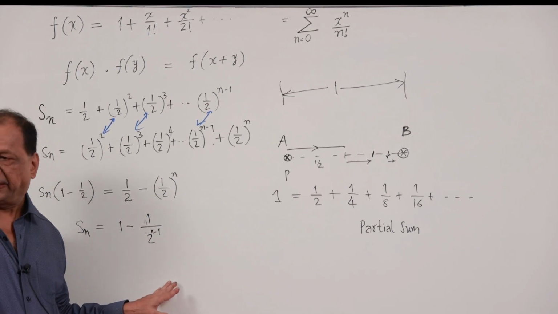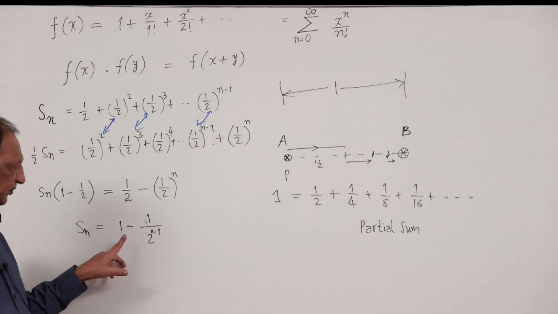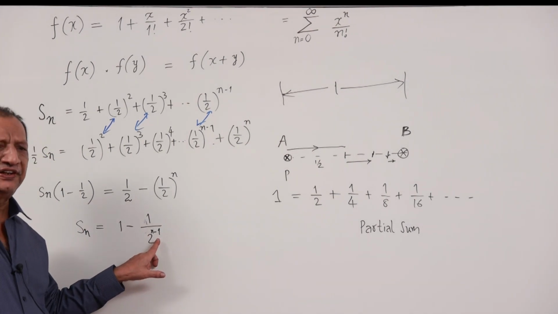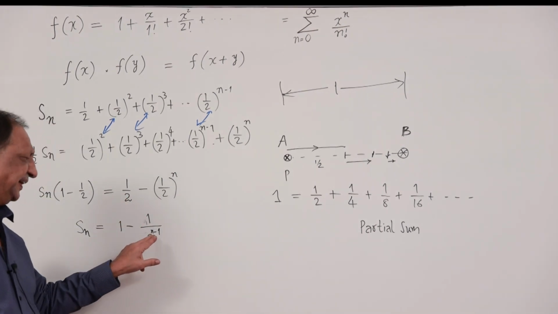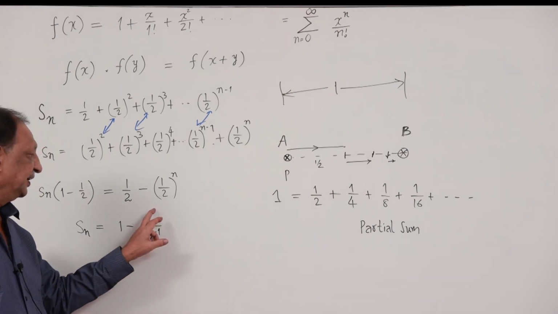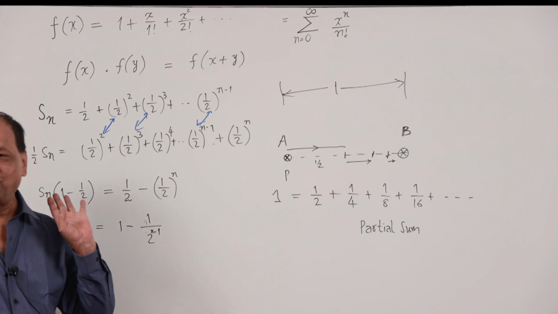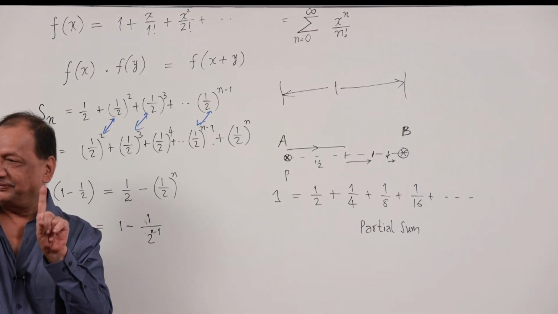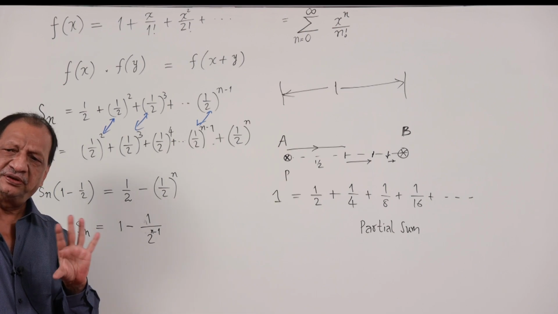Correct? So now as n keeps increasing, this 1 remains the same of course, and this 2 power n minus 1 keeps increasing, and 1 over 2 power n minus 1 keeps decreasing towards 0. So when n tends to infinity, we say this 1 over 2 power n minus 1 tends to 0. Therefore, Sn will be equal to 1. That's the limit.